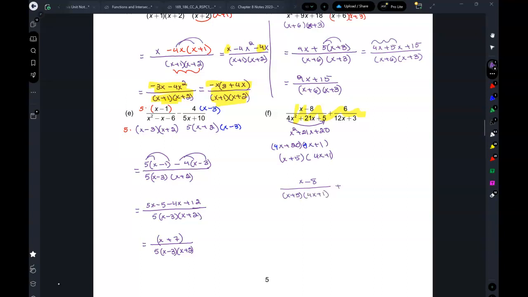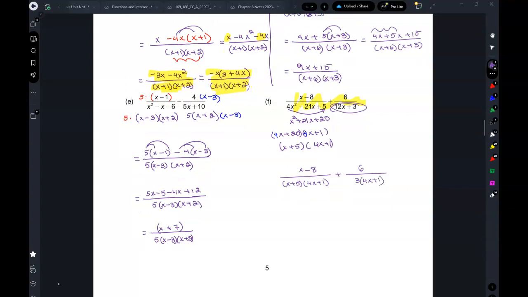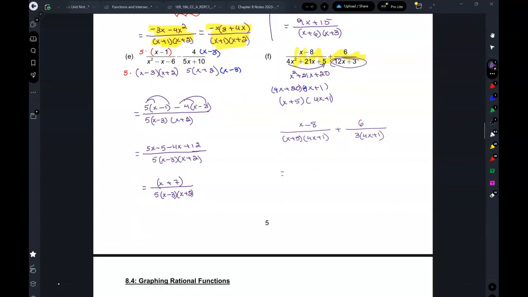Okay, I'm not doing any math in this particular step. I'm just rewriting. So here, 6 over 12x plus 3. But can I factor out a 3 here and make it 4x plus 1? Of course I can. Okay, so let's see. What's going to be the common denominator? So I have an x plus 5 and a 4x plus 1. Oh, and I have a 3. I put the 3 here. Don't let this happen to you guys. Don't forget about that 3, right? You've got to put the 3 in here.